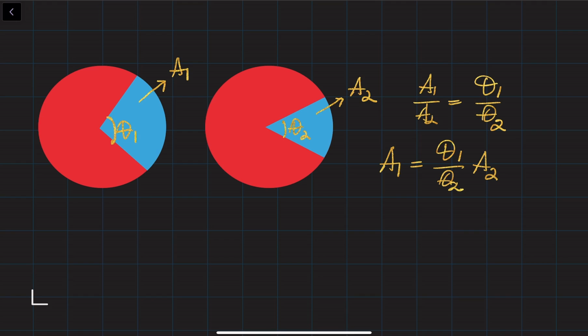So at the same time, I need to mention that whenever theta 2 is equal to 2 pi, essentially, what is the whole area of a circle, right? So theta being 2 pi means the sector is going to be the whole circle. The area of the whole circle is equal to pi r squared.